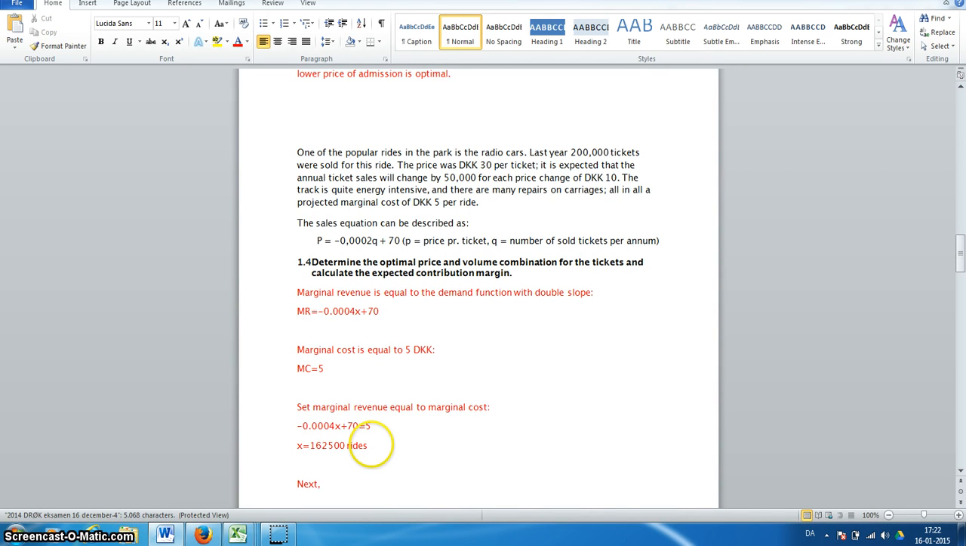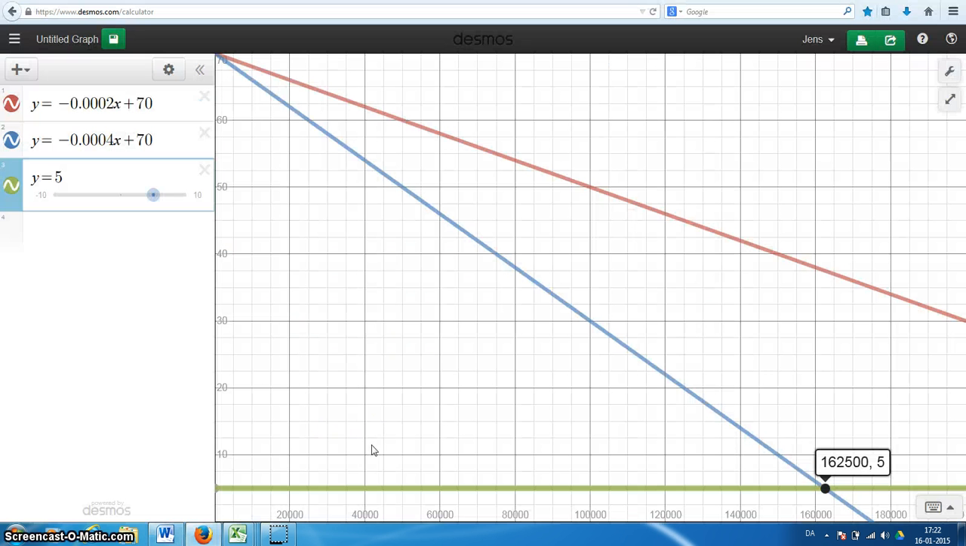Next, insert x, which is equal to 162,500, into the demand function to find the price that we are able to charge for this amount of rides. And in this case, we can just look at the demand function up here, and we just have to find the point here at 162,500, and the price here is 37.5 Danish kroners. So that is the optimal price.